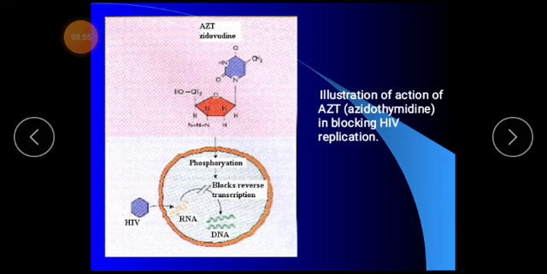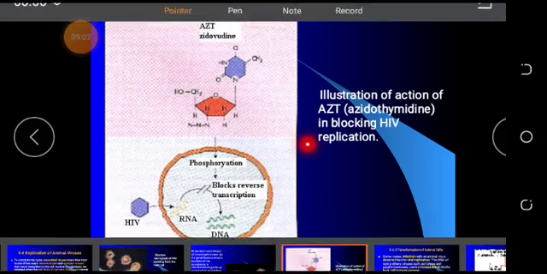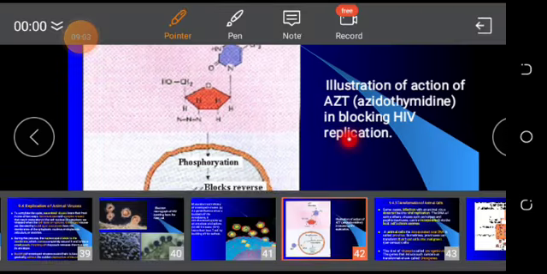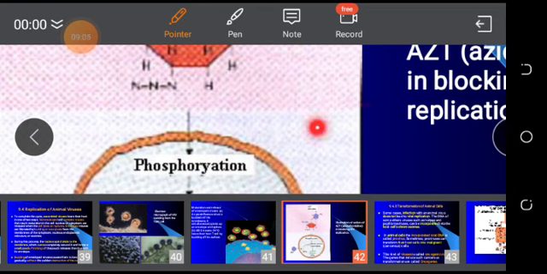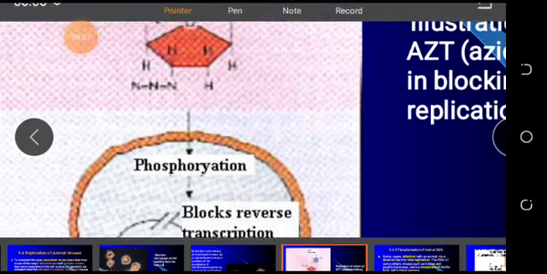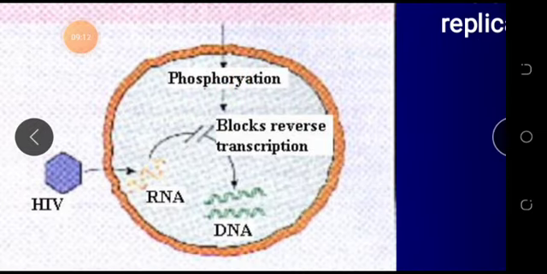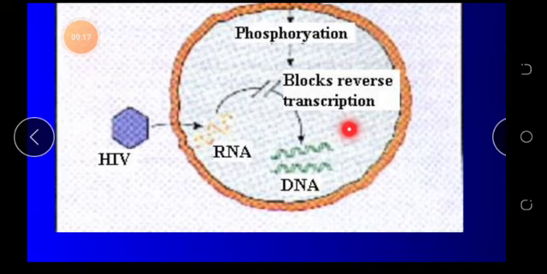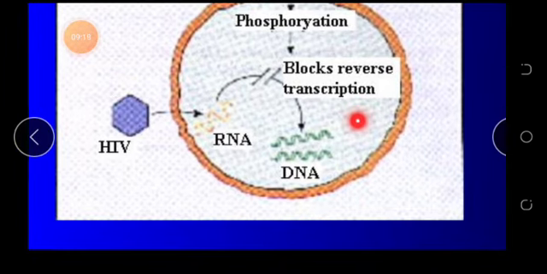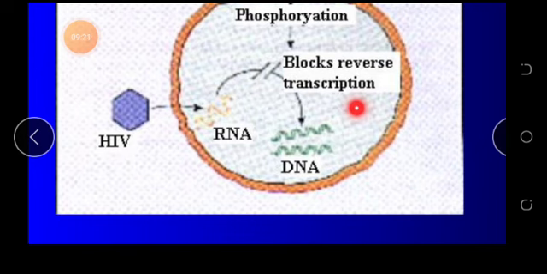AZT, azidothymidine, in blocking HIV replication. These are the processes or different ways that are likely to be used. Phosphorylation. This is the process that is likely to take place in protein synthesis, blocking reverse transcription, and here we form RNA and DNA.